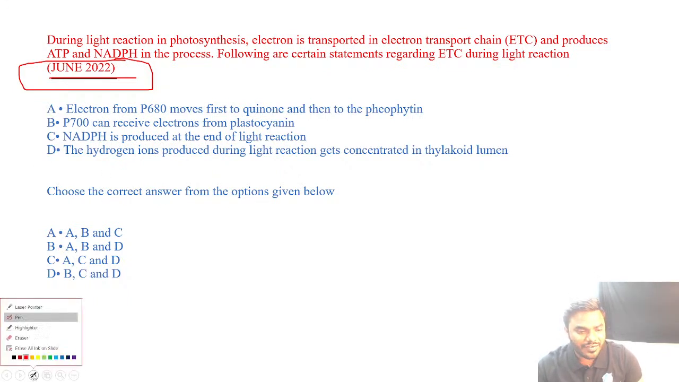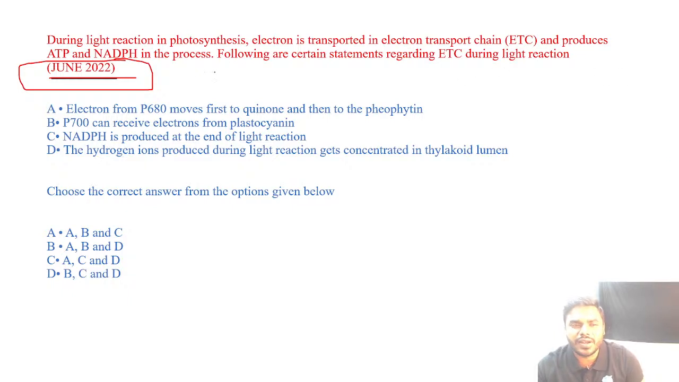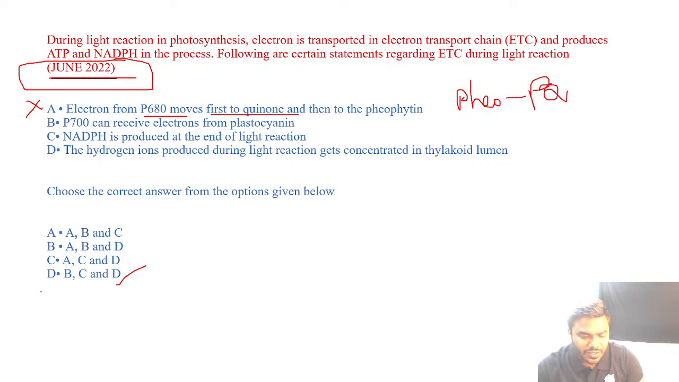They have asked a very simple and very direct question, that is the scheme of electron transport. Look into option A, every one of you. Fantastic, amazing. The answer is absolutely D. Just like that you can answer, right? The statement that the electron from P680 moves first to quinone and then pheophytin is wrong. From the pheophytin, it will move to the plastoquinone. So option A is wrong. Like that only you can answer the question dead easily.